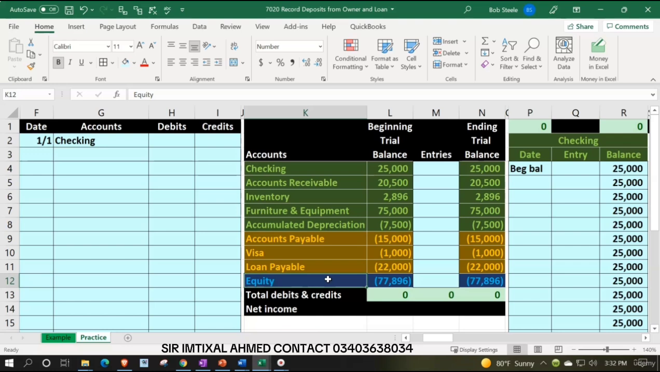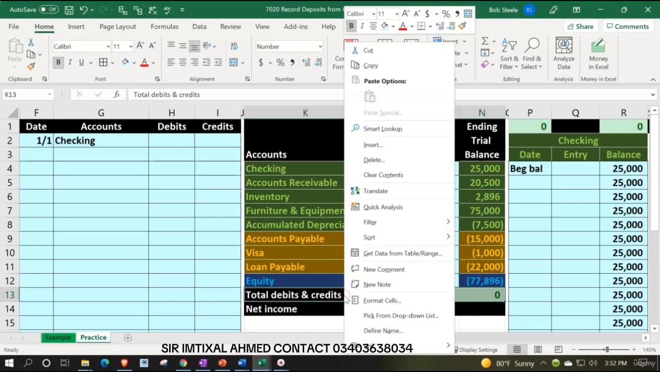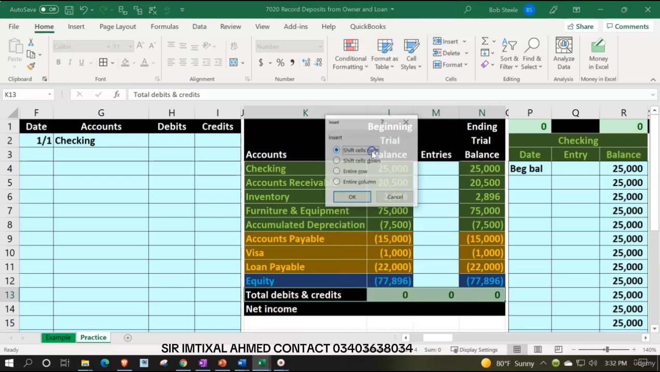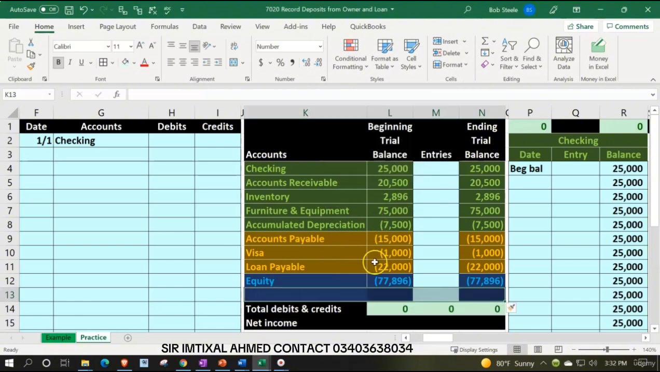I'm going to break it out here as well with the owner investments. So I'm going to make another account called owner investments. I'm going to add a line below the equity. To do that, we're going to select the line below the equity, right click on it and insert, and then shift those cells down, and then OK. And so now it looks kind of like the cell above it, but we're missing some of the formatting.